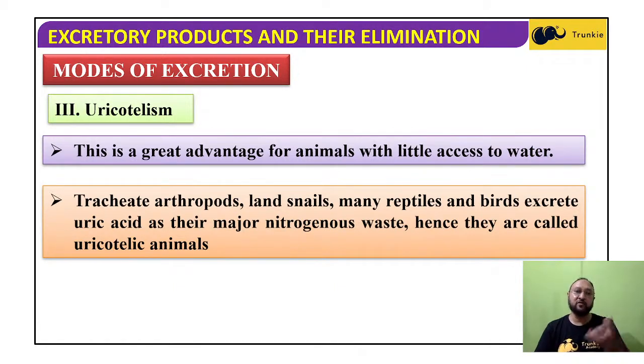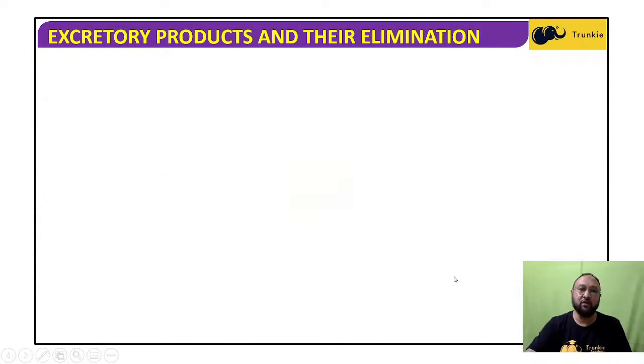So that urine will also contribute to the weight of the body. Okay, so to avoid this, they have developed uricotelism. Terrestrial arthropods, land snails, and many reptiles and birds excrete uric acid as a semi-solid, paste-like waste, and it will be easy to excrete in lesser quantity and lesser weight. Hence they are called uricotelic animals.